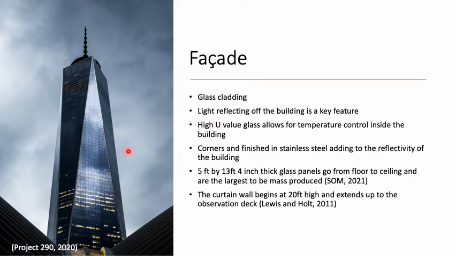So it is all glass cladding, 1 million feet squared of glass cladding. The glass cladding has a high U value, which allows for temperature control inside the building. And it's a curtain wall design. It begins at 20 feet high and extends up to the observation deck, which is around here.